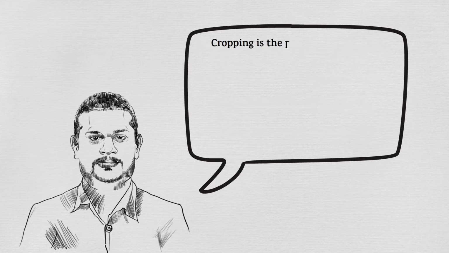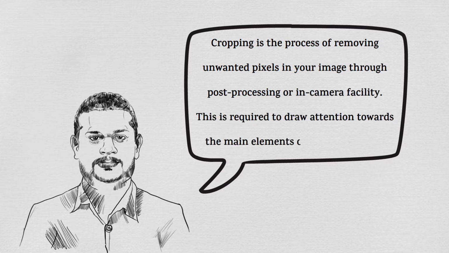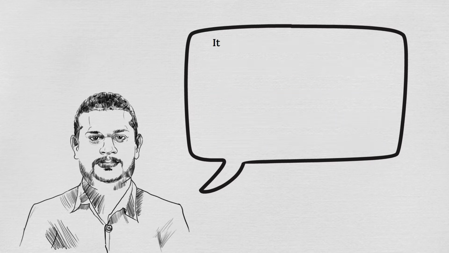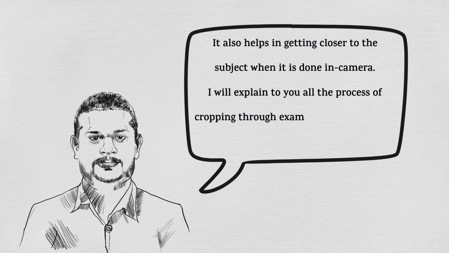Cropping is the process of removing unwanted pixels in your image through post-process or in-camera facility. This is required to draw attention towards the main elements of the photograph. It also helps in getting closer to the subject when it is done in camera. I will explain all the process of cropping through examples from my work.